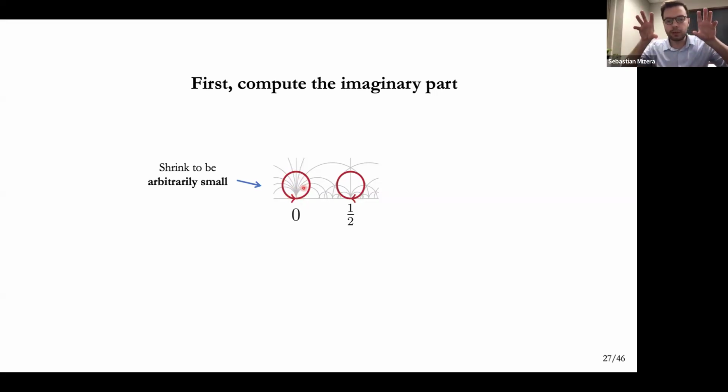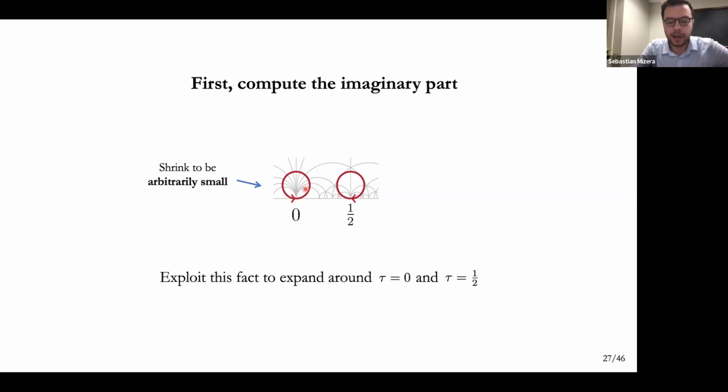In fact, you can shrink them to be arbitrarily small, but non-zero. This is why this is such a powerful method. Since you can shrink them arbitrarily, you can expand the integrand around these two points, 0 and 1/2, and take the leading orders in this expansion and get the exact result. This is related to the math topic called tropical analysis, and this is how you see this infinite number of discontinuities that I mentioned before.